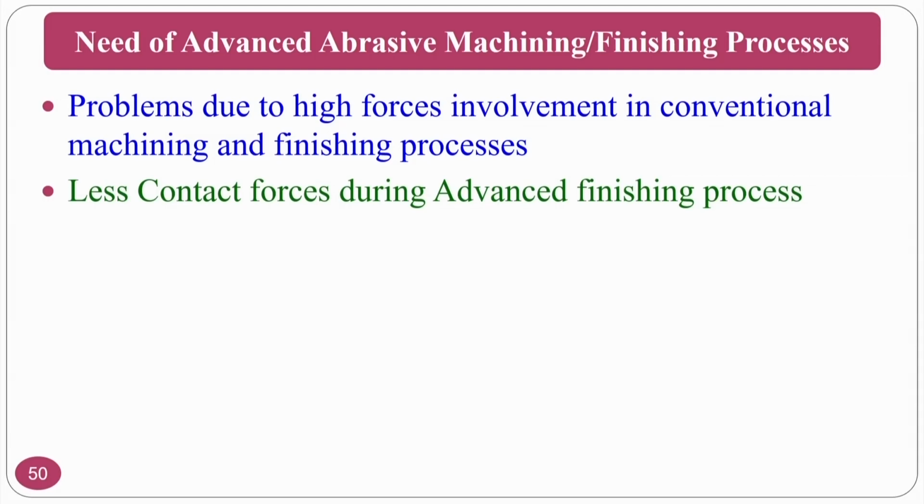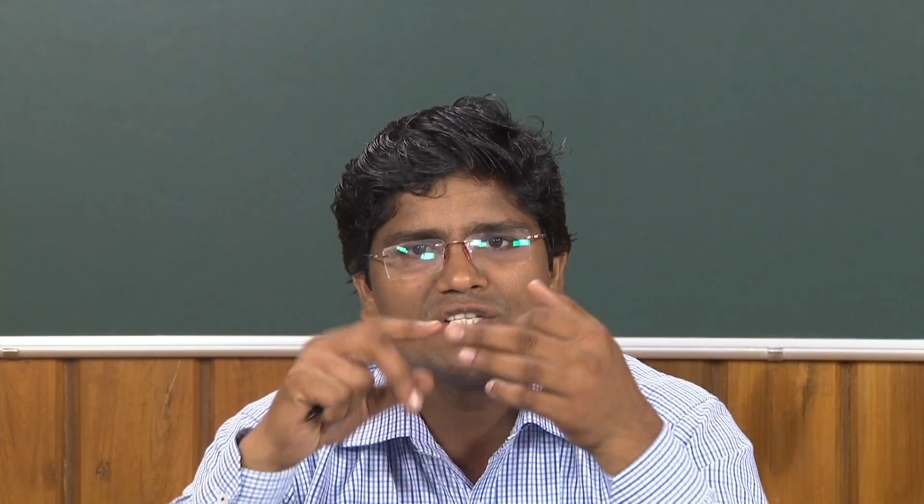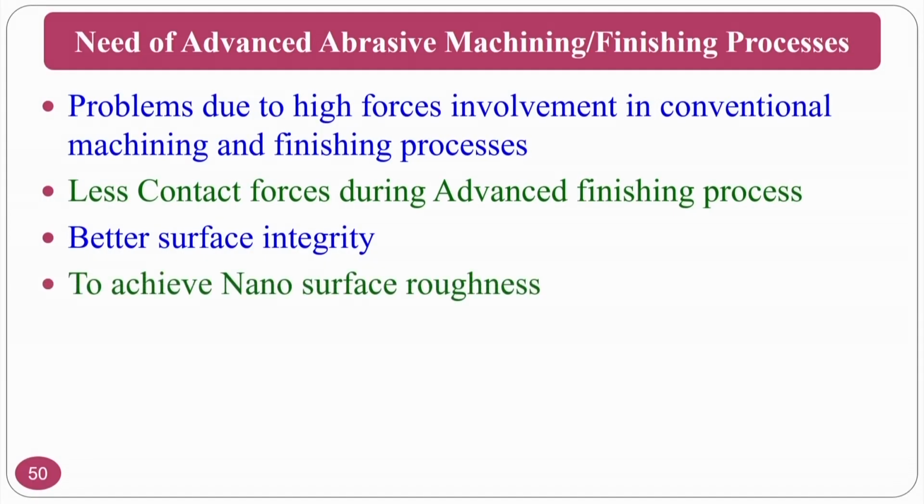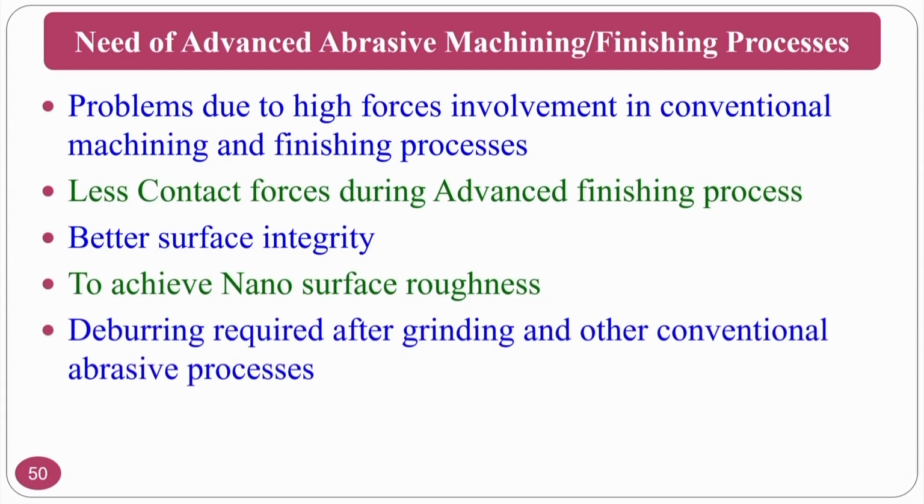If you are going for abrasive flow finishing or magnetorheological finishing, it is a fluid to workpiece surface interaction. So, the forces are very less. Better surface integrity means you are going to get better surface roughness, better metallurgical aspects, and at the same time better surface morphology in advanced finishing processes, and achieve nano surface roughnesses. And deburring is required after the grinding process, because you have seen burrs will be formed during honing or the grinding process, but in abrasive flow finishing or some other processes you may not require it.